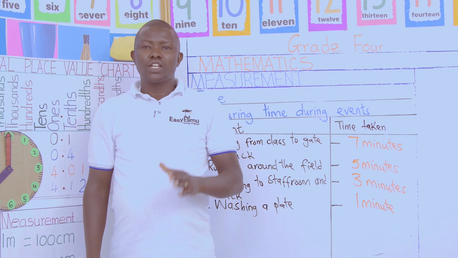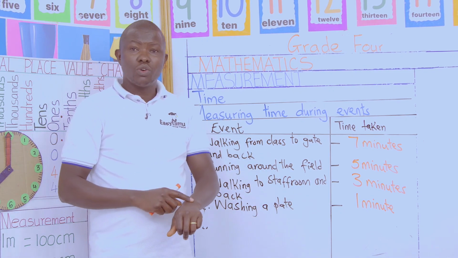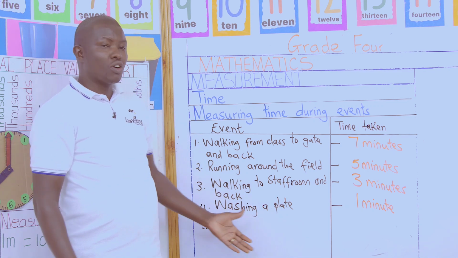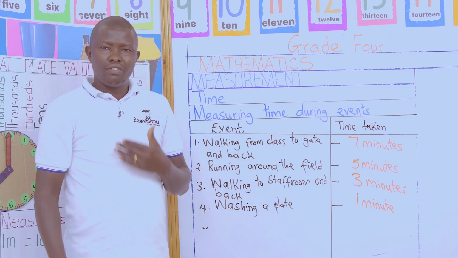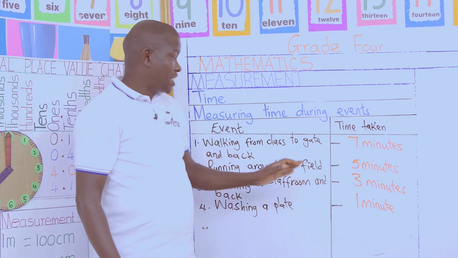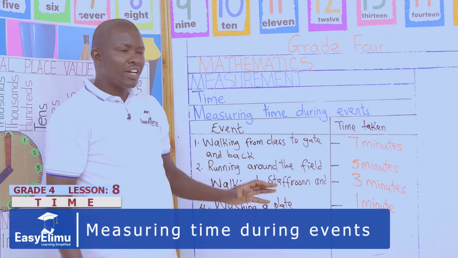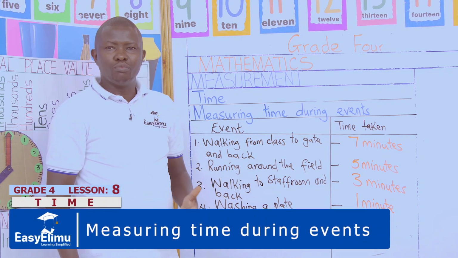We measure this one using a clock or a stopwatch or the wristwatch. You have your wristwatch, measure the time you'll take to cover that certain event. Learners, this is how we do. So we have noticed that different events take different time.